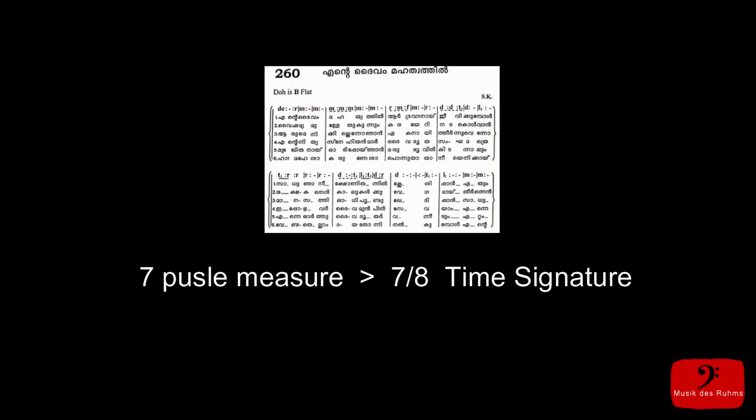Take song number 260. This song has 7/8 time signature. In the first measure you have 4 notes and 3 horizontal lines in 7 pulses. That is, it is a 7-pulse measure, which tells you that the song is in 7/8 time signature. Try reading our ebook, if you find this difficult to follow.